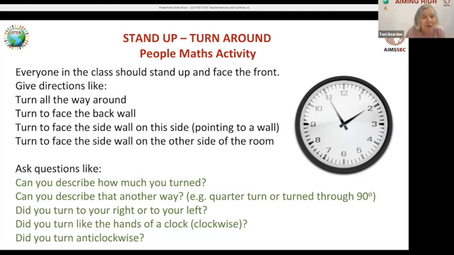Now, maybe that was reversed in the picture you saw of me, so don't take too much notice of that. So did you turn clockwise, like the hands of a clock, or did you turn anti-clockwise? And that's why there's a picture of a clock on this slide, because it's a very good image, as long as it's a clock with hands that go round and not one of those digital clocks. It's a very good image, which children are familiar with, and it does speak for itself when it comes to what is turning and turning all the way around, or turning a quarter way round.